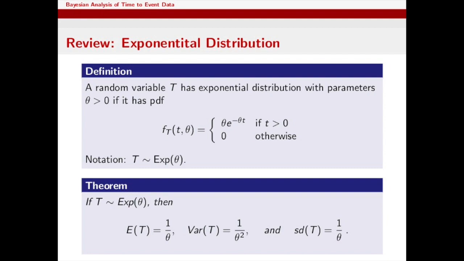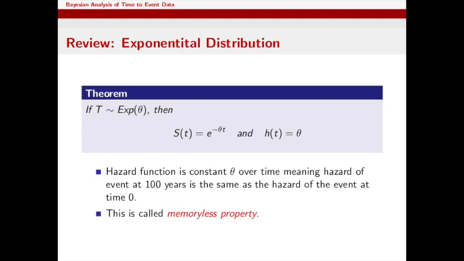For the exponential distribution, we know that the expected value is equal to 1 over theta, and the variance would be 1 over theta squared. In other words, the standard deviation is 1 over theta.